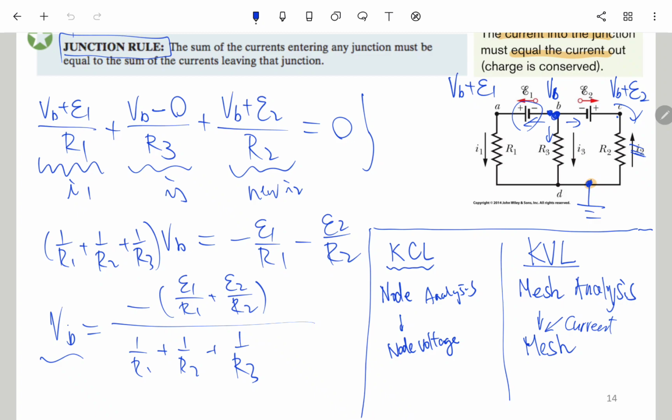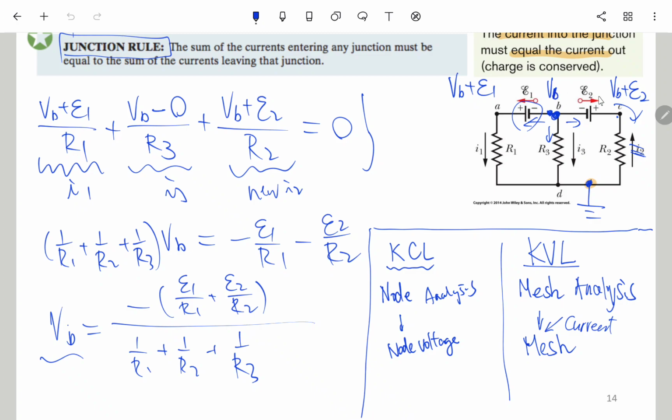But for some specific cases, like this one, we only need to write one node analysis because VA, VB, and VC are all dependent voltages. So we only need to define VB, and then we can quickly have VA as VB plus E1. So these two are dependent on each other.